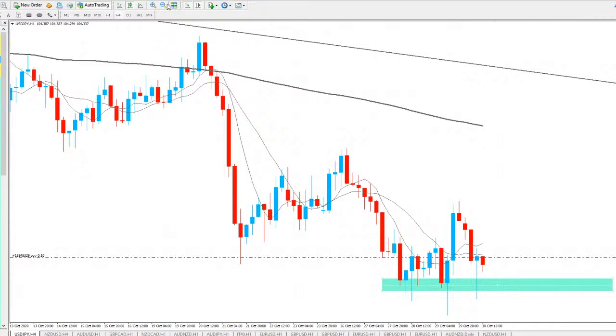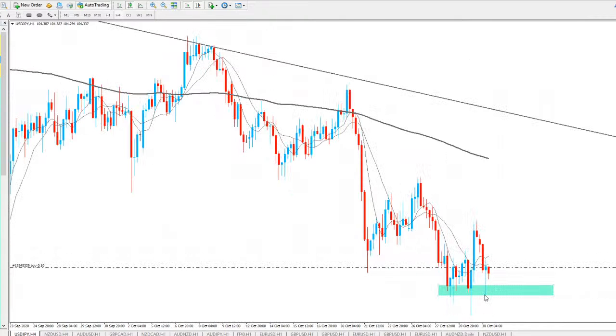If we start to break this support and close below it, then I'll probably look to exit my trade. But as of yet, we're still holding that support, and I'm still going to be anticipating another move to the upside for this pair. So yeah, those are the three trades I'm currently in.